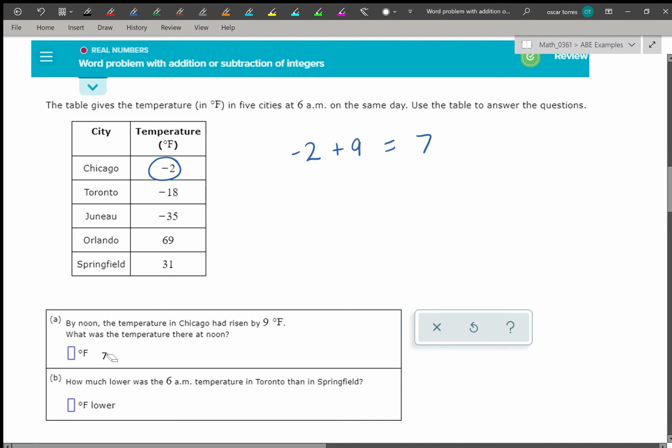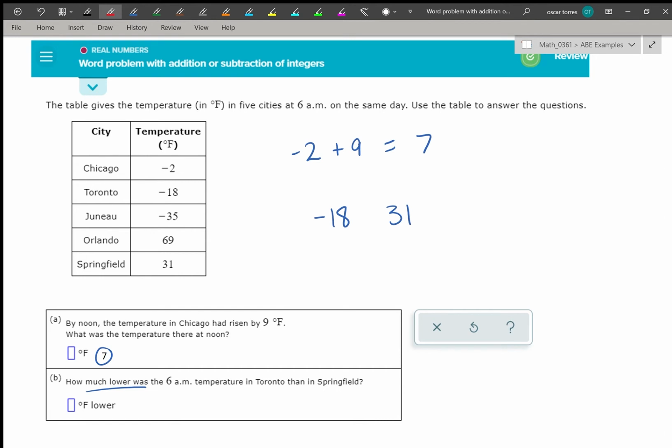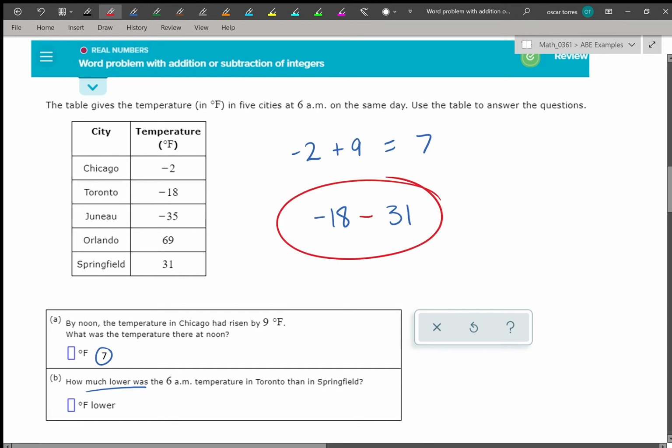That would be the answer to part A. For part B, they ask us how much lower was the 6 a.m. temperature in Toronto than in Springfield. The temperature in Toronto is -18, and the temperature in Springfield is 31. Because we're looking at how much lower the temperature would be, we are going to have a subtraction going on, but this is not the way that you would write it.